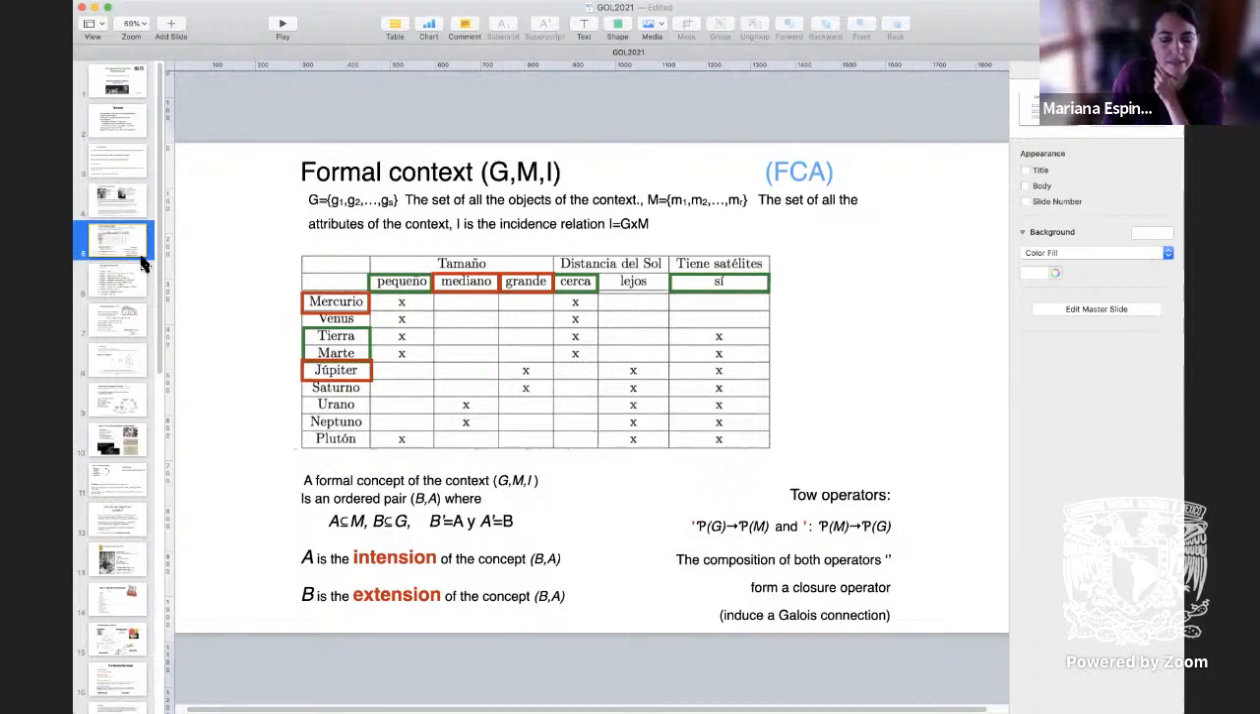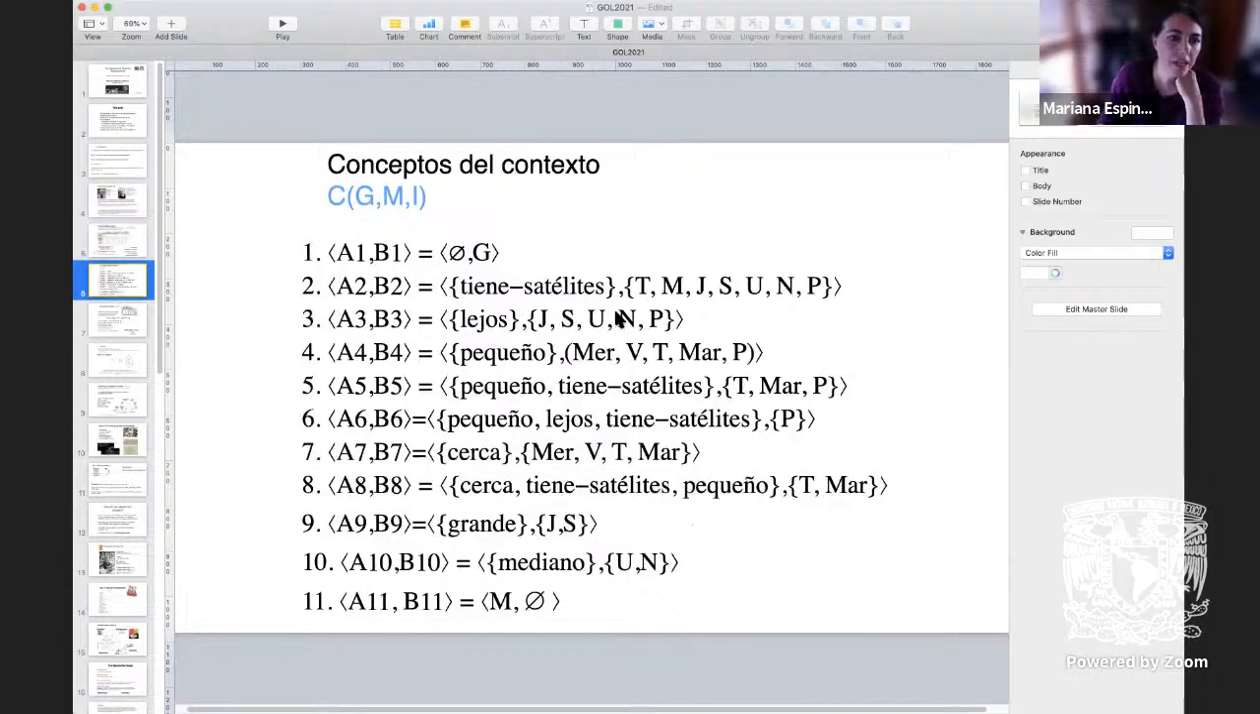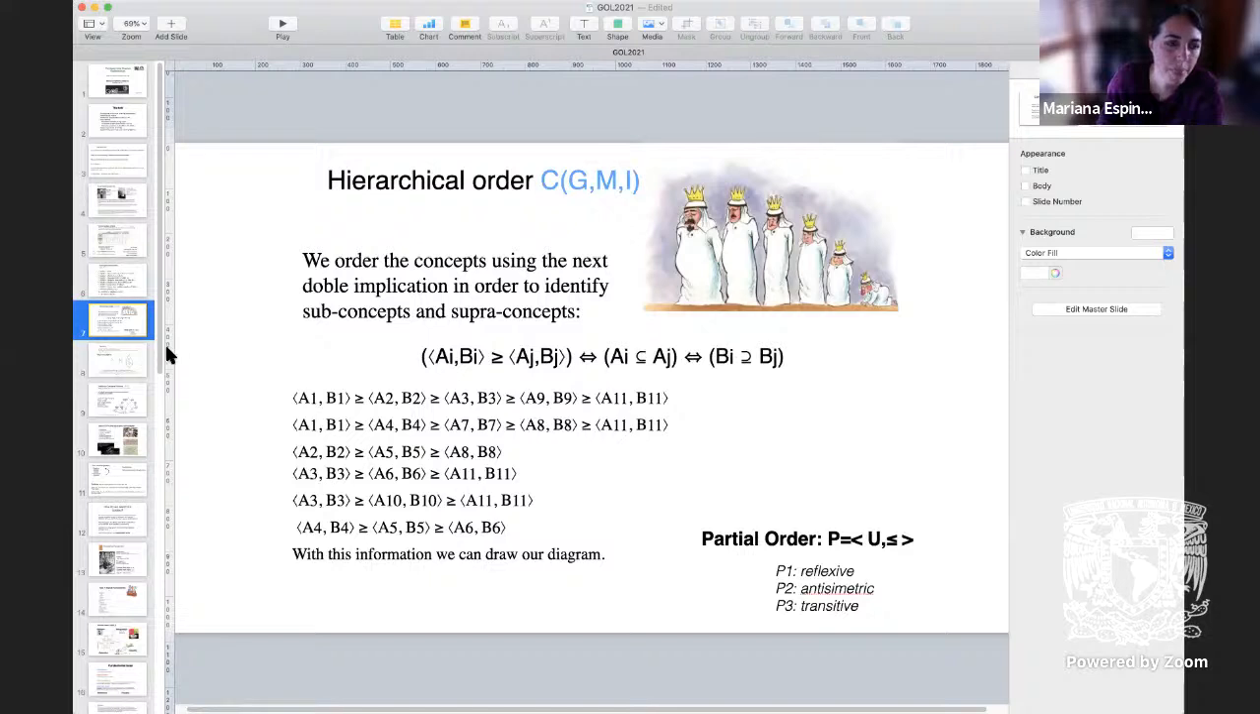So a formal context, very quickly, is composed of objects, attributes, and an incidence relation. And we have two operators, one that takes you from objects to attributes, and another one from attributes to objects. And when this relation is used in a composed way, if it returns you the same result, for example, if you start with objects like Tierra and Marte, which are pequeños y cercas, small and close, and you go back to see which ones have those attributes at the same time, it returns you to Tierra and Marte. Well, that is a closure. So this is a closure operator. This would be all of the concepts that the analysis would give you, and then you order them by this double implication, a partial order.